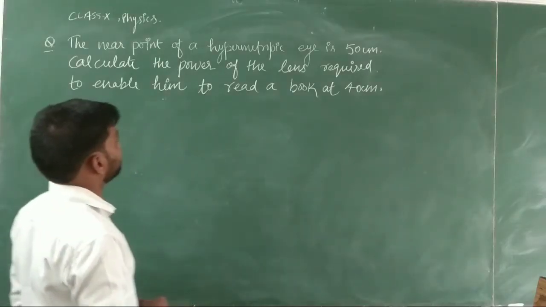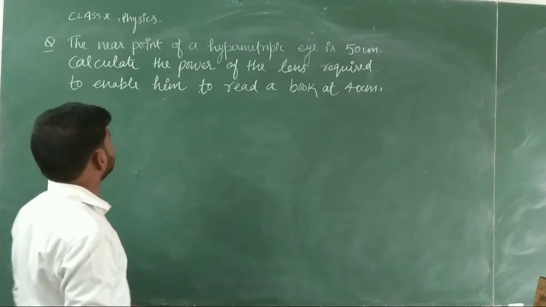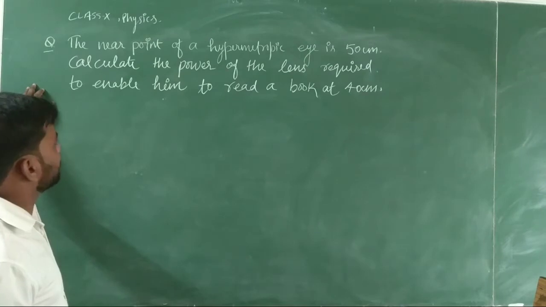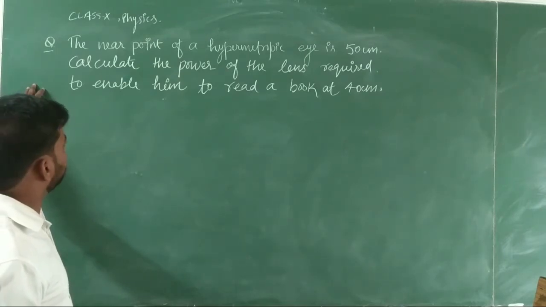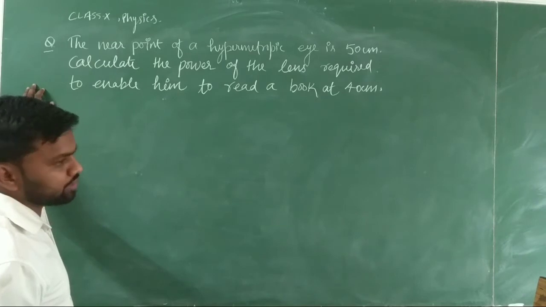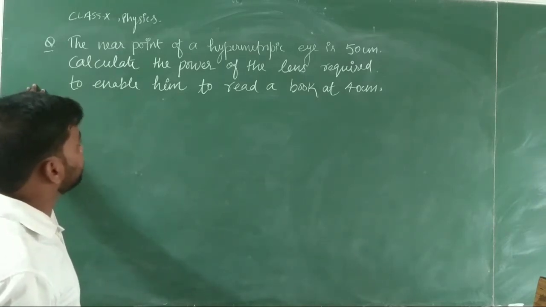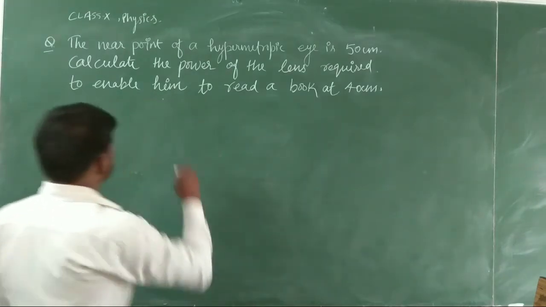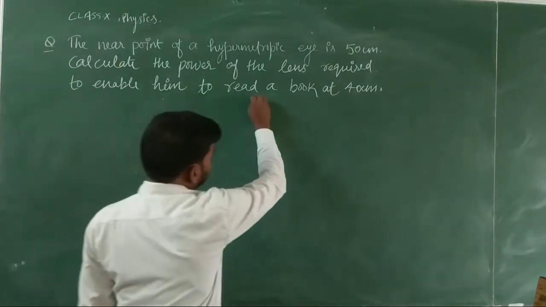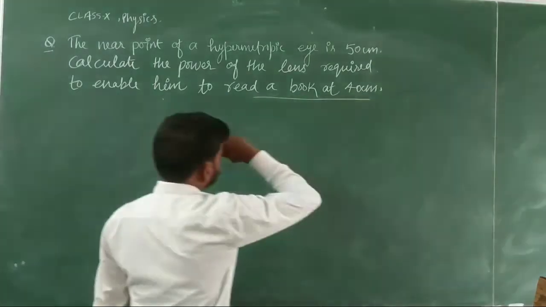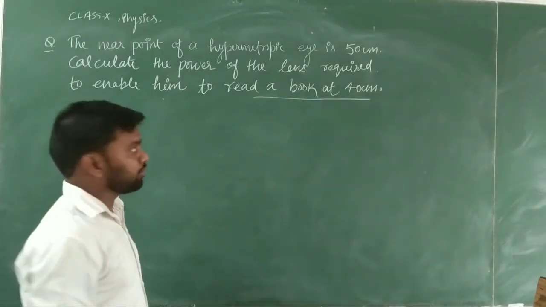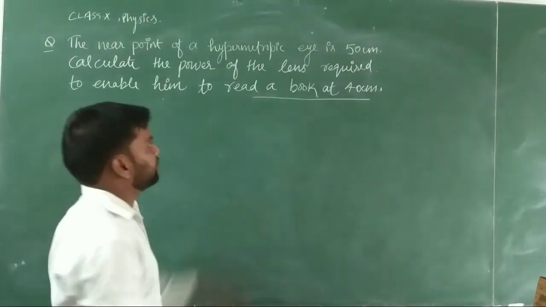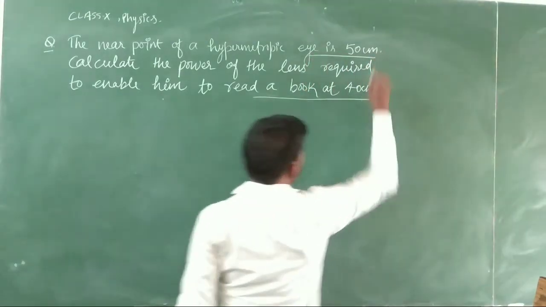Here we have another numerical based on hypermetropia. So the question is, the near point of a hypermetropic eye is 50 centimeter. Calculate the power of the lens required to enable him to read a book at 40 centimeter. Okay, so here students, we need to decode the information first. Okay, because that person wants to read the book at 40 centimeter. Okay, but due to the hypermetropia, the near point of the eye of that person has shifted to 50 centimeter.